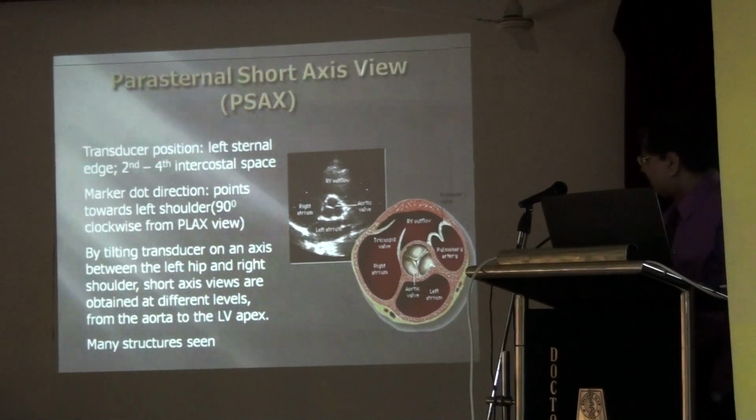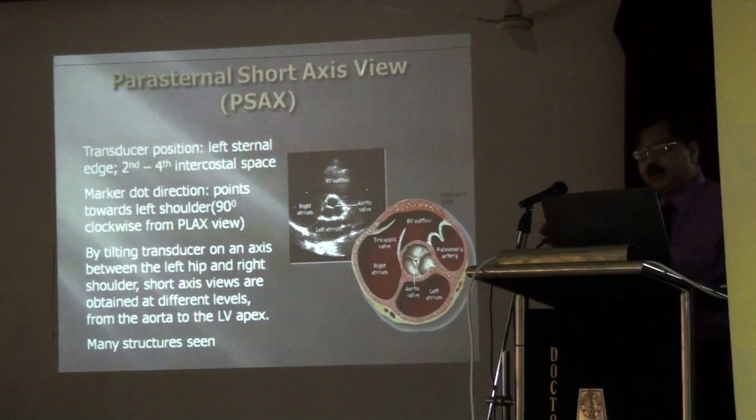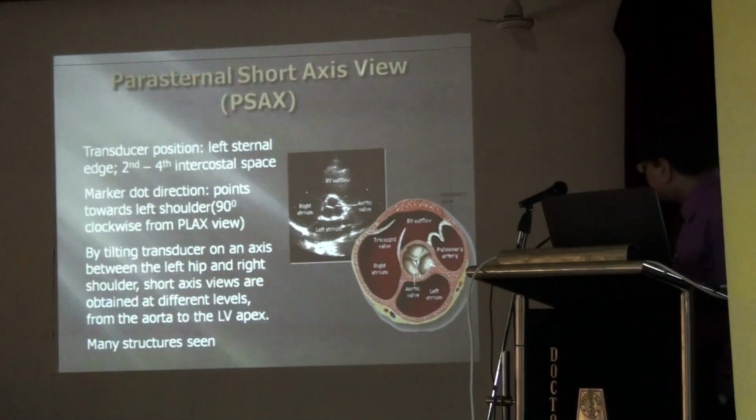Here is the marker dot on the transducer, and that is the position. This is the technique and skill through which we can easily move our hand in the various short axis views. After parasternal long axis, we have to take short axis, and the short axis view is at the level of the aortic valve, the mitral valve, the papillary muscles, and the LV muscles. These are the 4-5 views we have to examine in the short axis view.